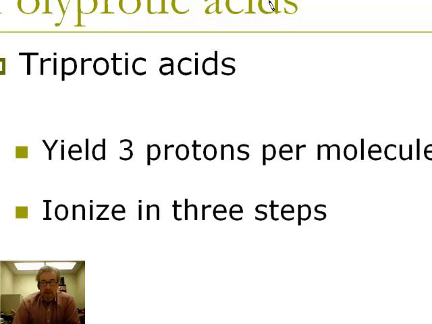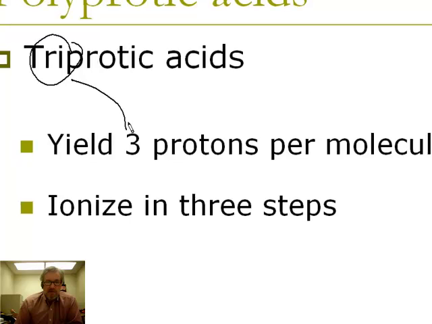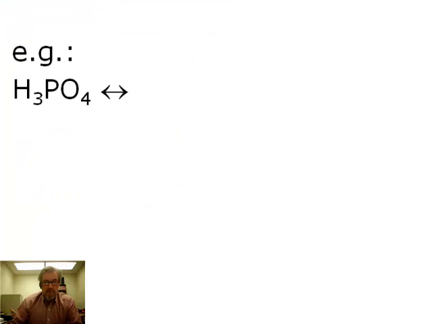Triprotic acids, you can probably guess what they mean. Tri means 3 protons. So these yield 3 protons per molecule, and they're going to ionize in 3 steps. So here's an example of a triprotic acid, phosphoric acid, H3PO4.